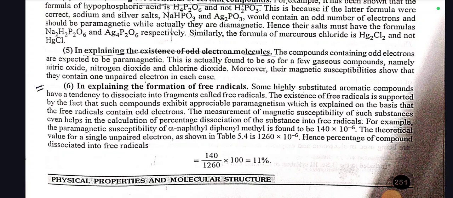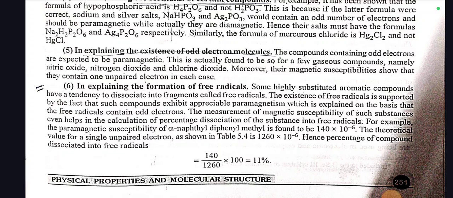Sixth, in explaining the formation of free radicals. Some highly substituted aromatic compounds have a tendency to dissociate into paramagnetic species called free radicals. The existence of free radicals is supported by the fact that such compounds exhibit appreciable paramagnetism, which is explained on the basis that the free radical contains odd electrons. The measurement of magnetic susceptibility of such substances even helps in the calculation of the percentage dissociation of the substance into free radicals.